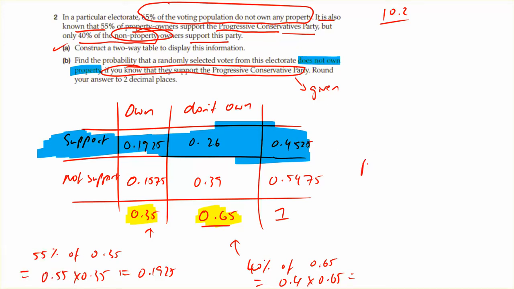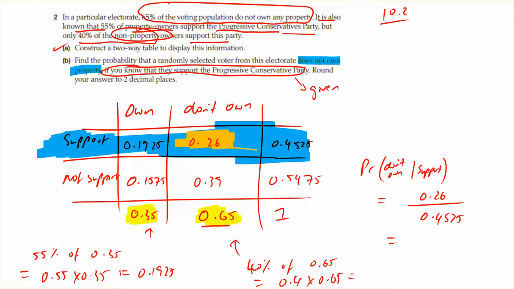So our new total is the probability that they support the party. Given they support the party, what's the probability that they don't own property? The new total comes to the bottom, so we know it's support. And out of that, we know that 0.26 don't own property. If I highlight it, 0.26 don't own any property out of that. Okay, so let's work out the probability: 0.26 divided by 0.4525.